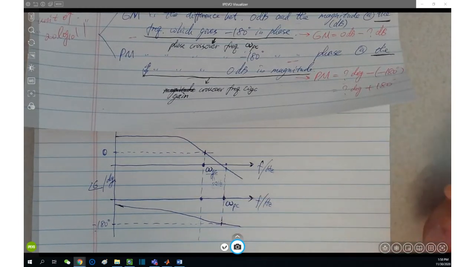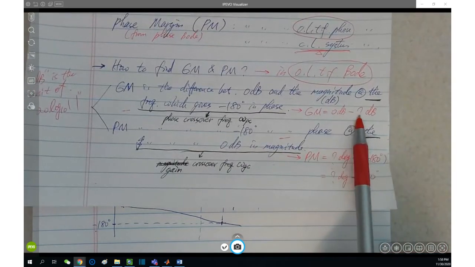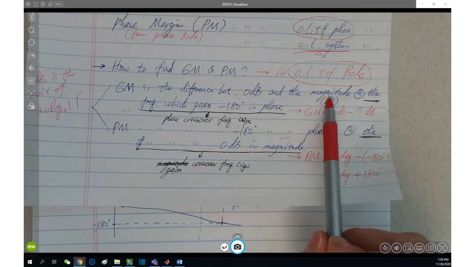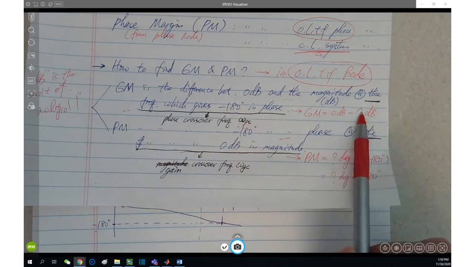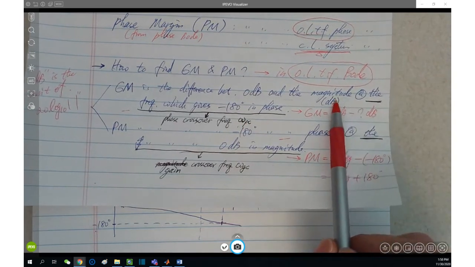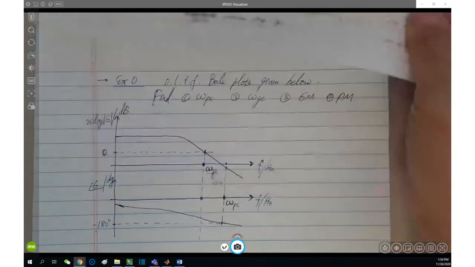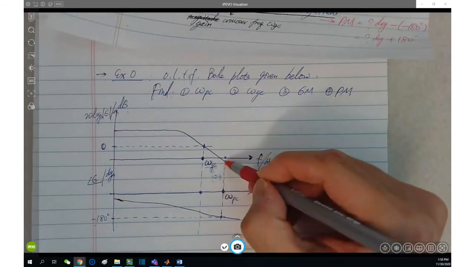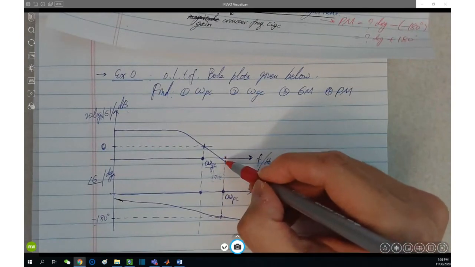Okay. So going back to the definition here once again, GM equals 0 dB minus question dB. Okay, question dB means what? It is the dB value at omega PC. Be very careful. This question is equal to the magnitude in dB at omega PC. What do you need to do? Go back to here. We already labeled omega PC. Omega PC is here, right? This is omega PC. And then what is the magnitude here? It's here, right? You read it.